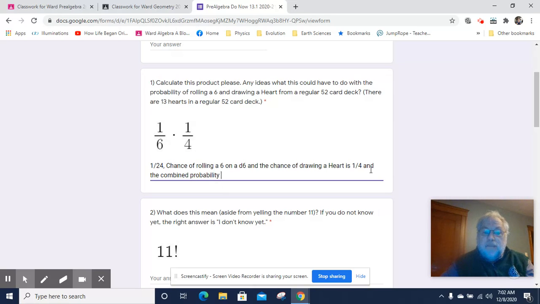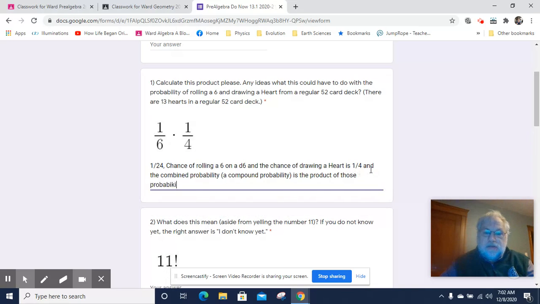And the combined probability, which we call a compound probability, if you didn't know that word, that's fine, is the product of those probabilities. So that's 1 out of 6 times 1 out of 4, which becomes 1 out of 24.